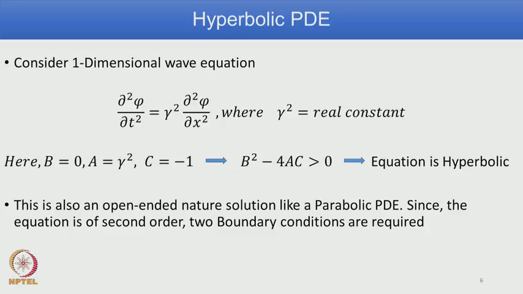As we have seen in parabolic PDE, this also has an open ended nature of solution. That means it progresses along the 2 characteristic curves. So, 2 boundary conditions are required because it is a second order equation.